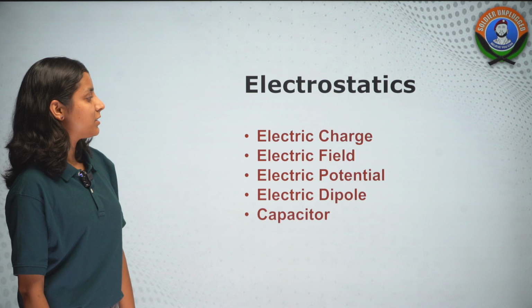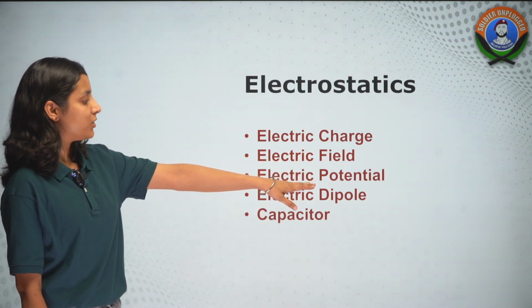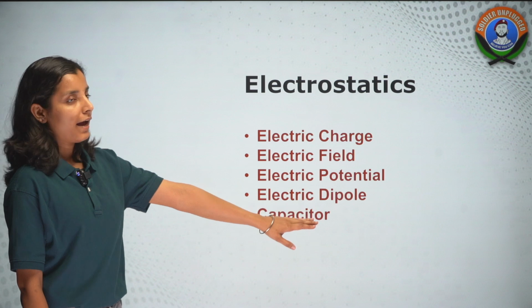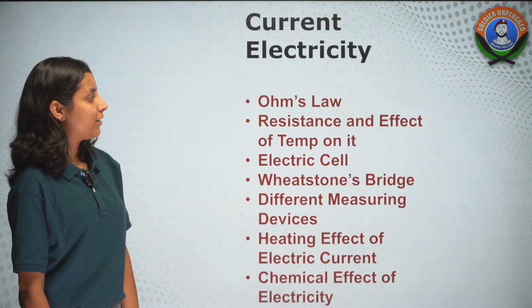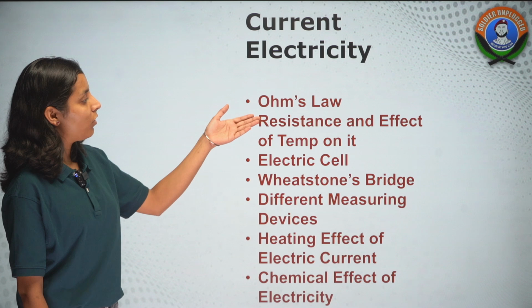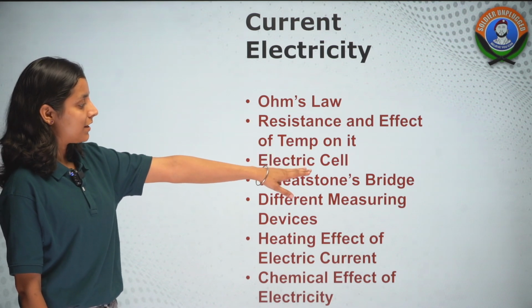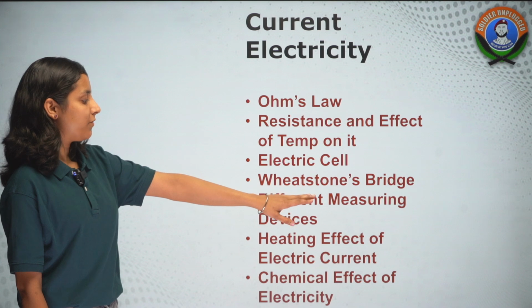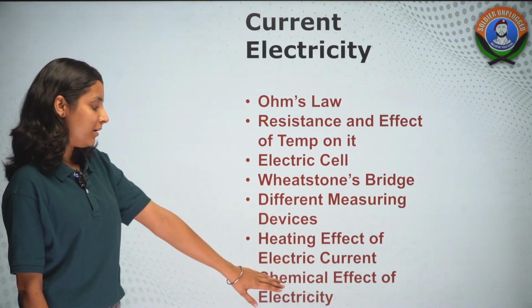Now we have electrostatics. In this we'll talk about electric charge, field, electric potential, electric dipole, and the capacitors. Then we have current electricity. इसके अंदर हम लोग Ohm's law, resistance, and the temperature's effect on it. Then we have electric cell, Wheatstone bridge, different measuring devices, and heating effect of electric current and chemical effects of electricity.